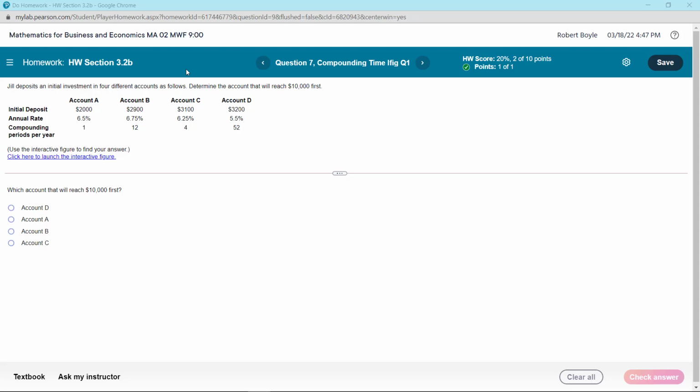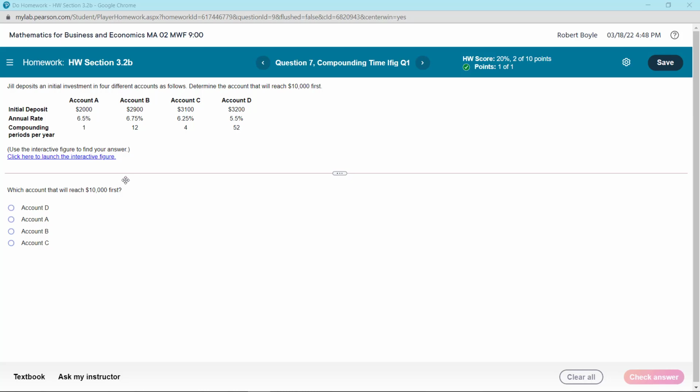Now the last example kind of tracks with the last collection of problems in your homework, and I have a suspicion that the numbers are slightly different, so you probably don't need to pay attention to whatever is on the slides. And actually, we're not using that. We're going to use this instead. So here we have a girl named Jill. She deposits an initial investment in 4 different bank accounts as follows, and we want to determine which account is going to reach $10,000 first.